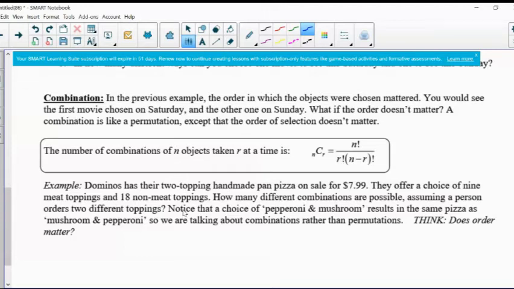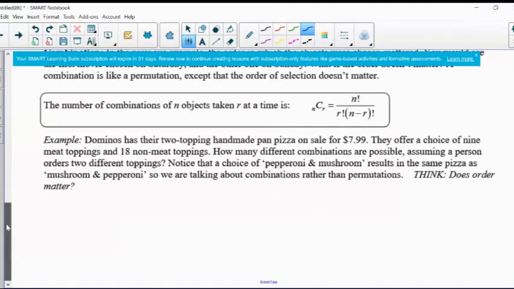Okay. Domino's has a 2-topping handmade pizza sale for $7.99. Might even be a better deal now. 9 meat toppings, 18 non-meat. How many different combinations are possible, assuming the person orders 2 different toppings? And you should notice that pepperoni and mushroom results in the exact same pizza as mushroom and pepperoni. It doesn't matter the order in which we put those on. Okay, it's still the same thing. Order doesn't matter. It doesn't matter if I put the mushrooms on and then the pepperoni or vice versa. Okay, so that's a total of 27 toppings, right?